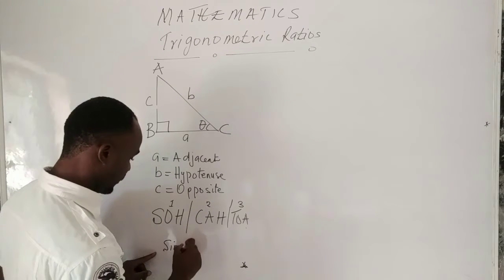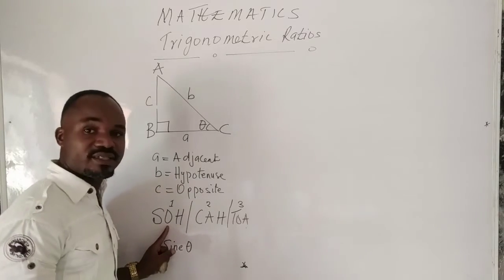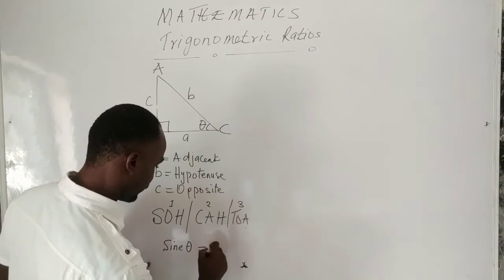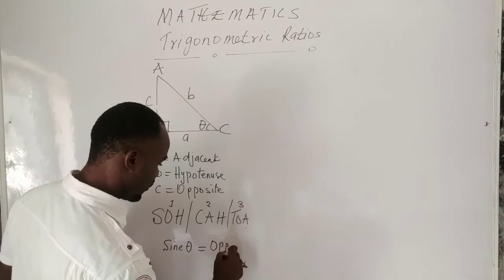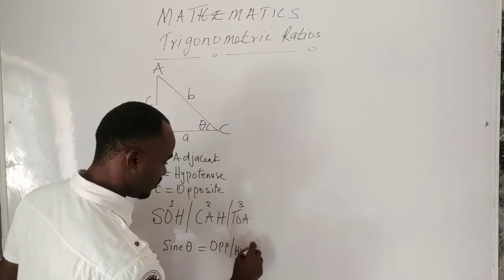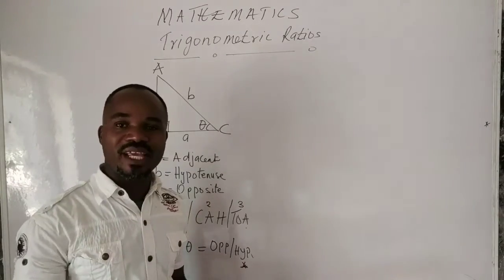Sine theta is what? Opposite over hypotenuse. That's the meaning of this. Opposite over hypotenuse. So that's the first thing we are going to do to make sure we get this.